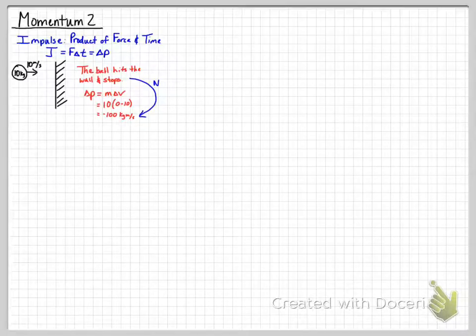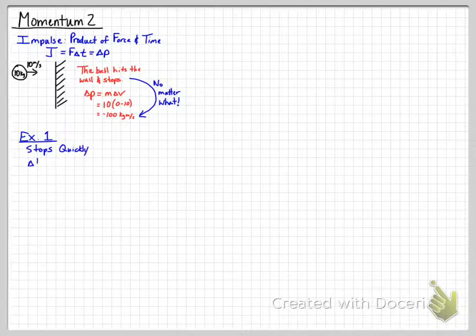The ball hits the wall and stops. That's what's happened. No matter what happens, this is our change in momentum, no matter what we do. When it comes in with 10 meters per second and it stops, its change in momentum will be negative 100 kilogram meters per second. So now we can talk about how it stops quickly and how it stops slowly. So we're going to look at example 1 where it stops quickly, choosing a time of 0.01 seconds. Using our equation, where impulse is equal to both of these things, force times time and change in momentum, we can do force times time equals the change in momentum.